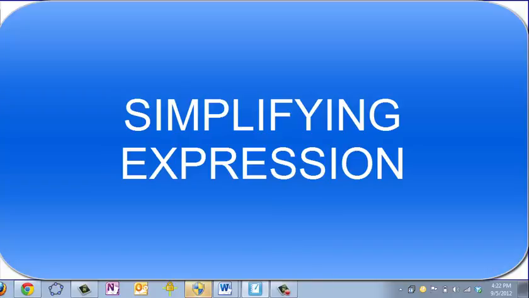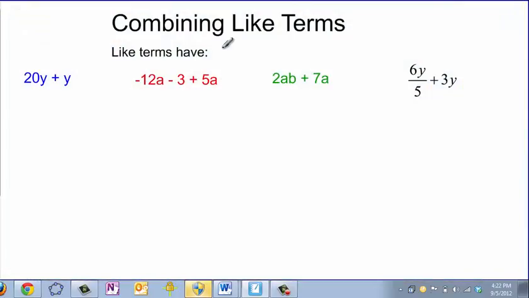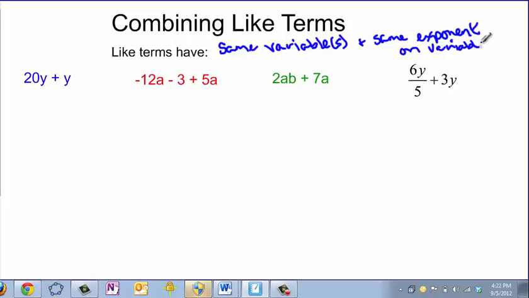In this video we'll talk about combining like terms. And like terms, we need to know what they are. So like terms have the same variable or variables, you could have more than one, and they have the same exponent on the variable. Alright? So sometimes you have like terms and sometimes you don't. You just have to inspect it as you go.